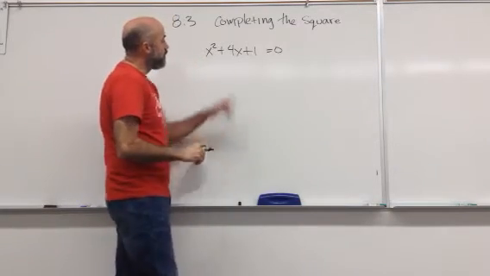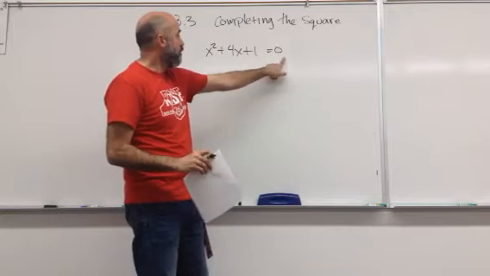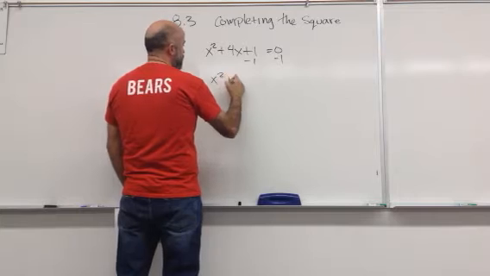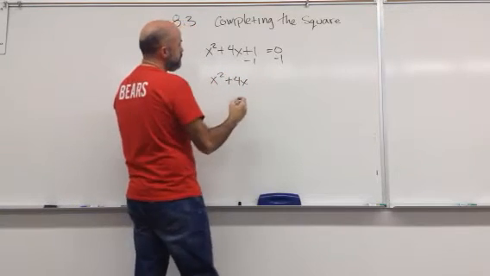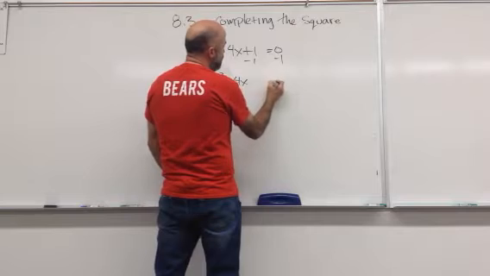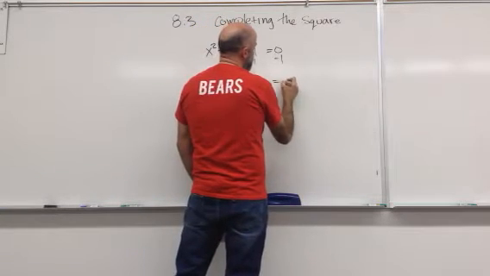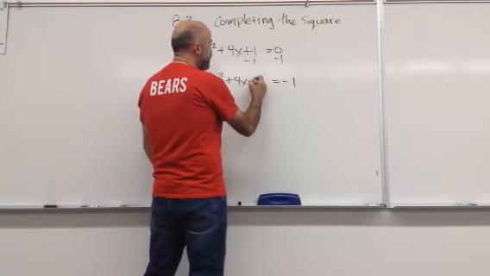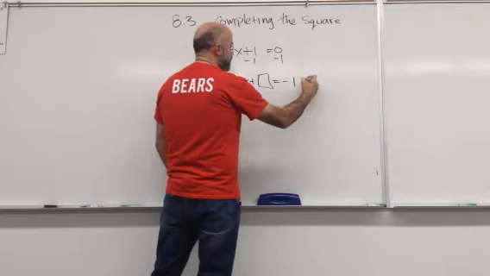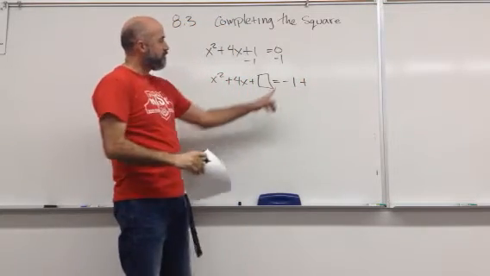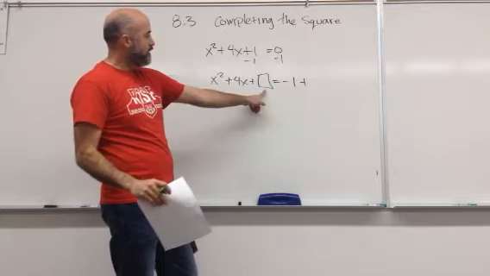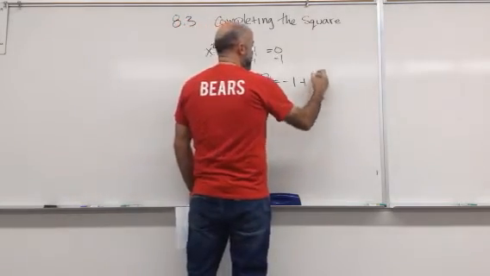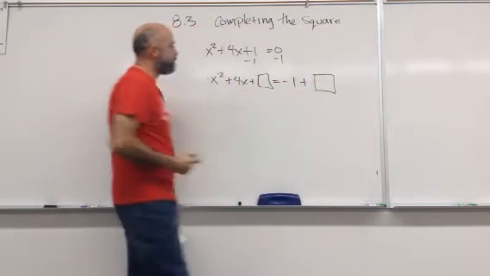Okay, the first thing I want to do is I want to move the constant over to the other side. So minus 1 from both sides, x squared plus 4x, and then I'm going to leave a little bit of space, equals negative 1. Okay? And a way of doing this is I'm going to add something in this box, and in order for the equal sign to remain equal, I need to put what I put in this box on both sides of the equal sign. So this is going to be plus, and what goes in the box will be the same.